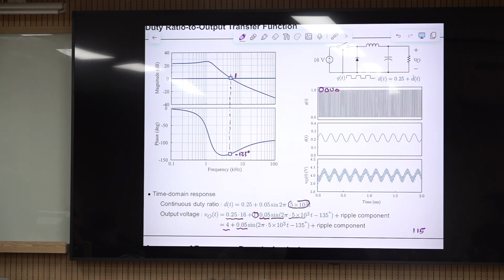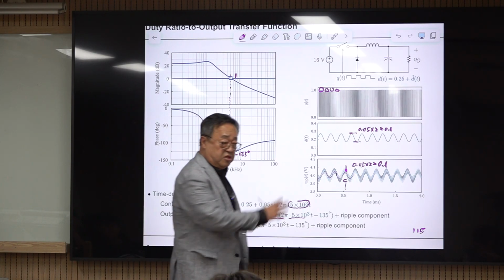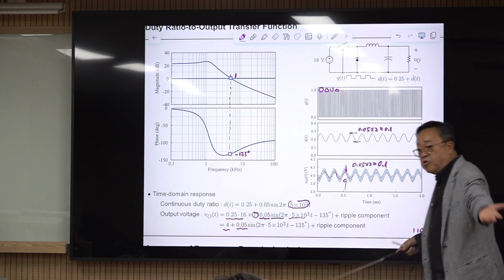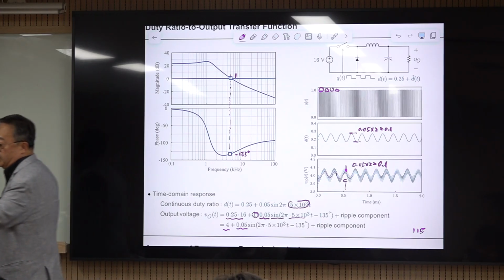So this is 0.05 times 2 is 0.1. Same thing, okay? This is 0.01. So you can confirm this. This validates the correctness of our small signal model for this kind of perturbation. If this AC component becomes this one, then everything will screw up. Okay, now this is okay, right?